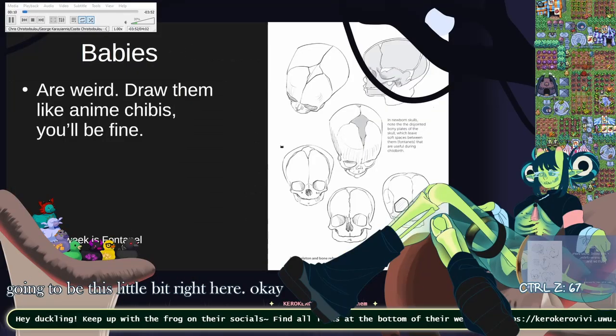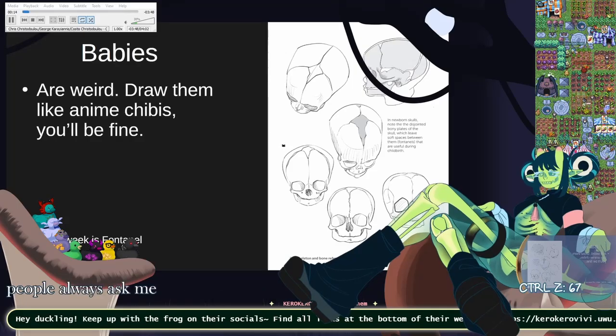Okay. And people always ask me, "Oh, do you draw a baby?" Whenever I go over the skull, babies are weird. Just draw them like anime chibis. You'll be fine. Because look at the skull of a baby. Let's not get into that. Okay. Also, the word of the week is fontanelle.